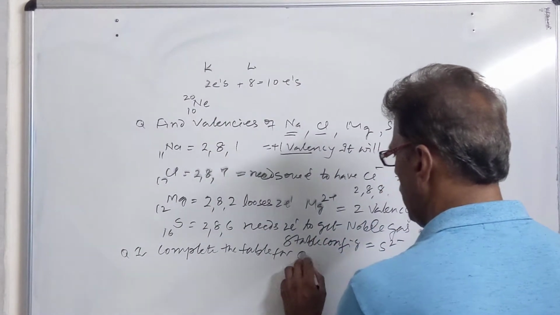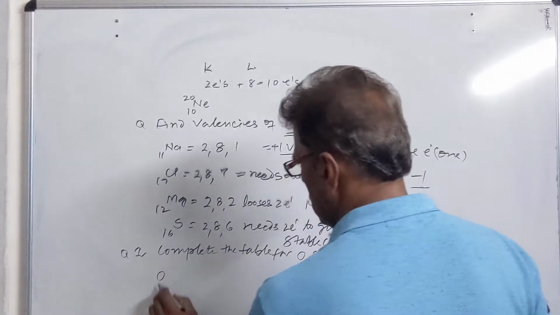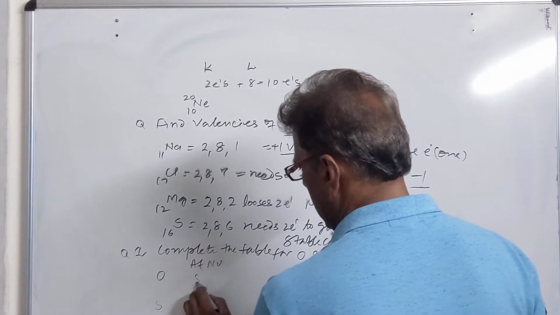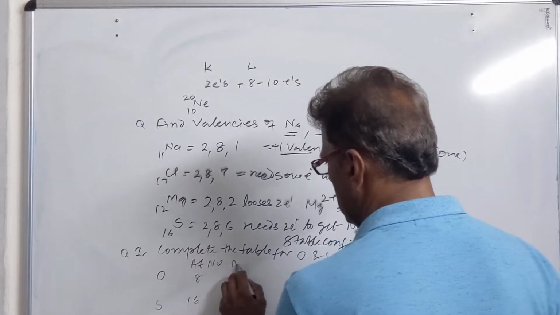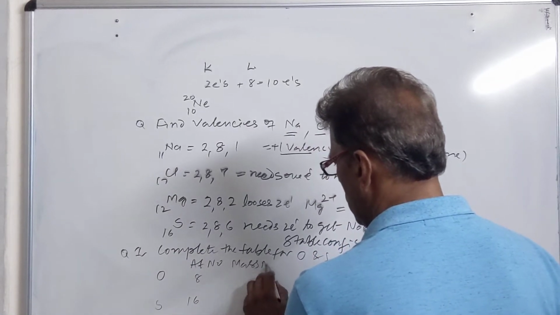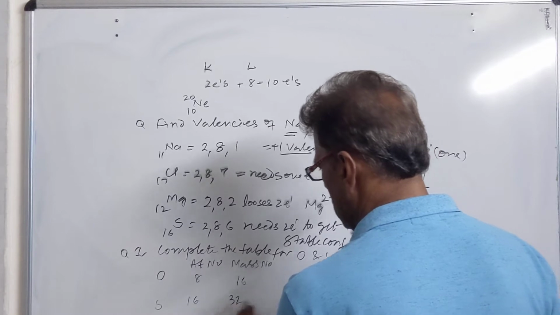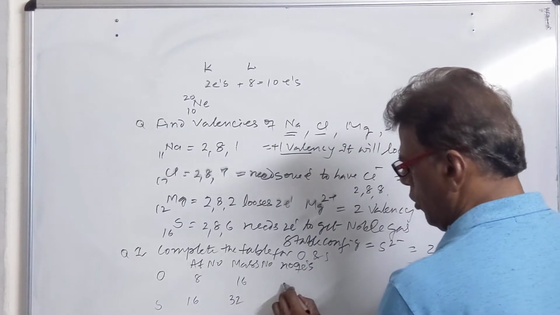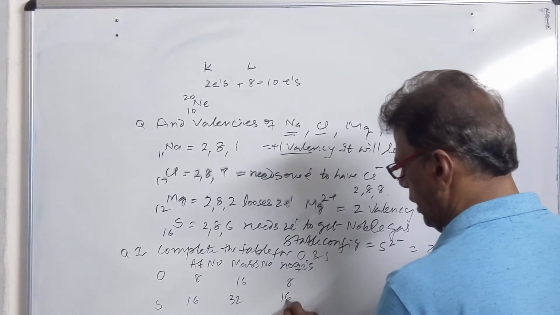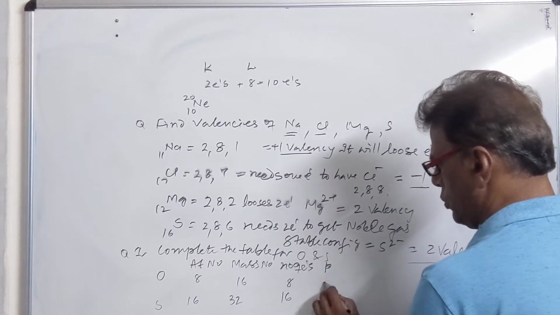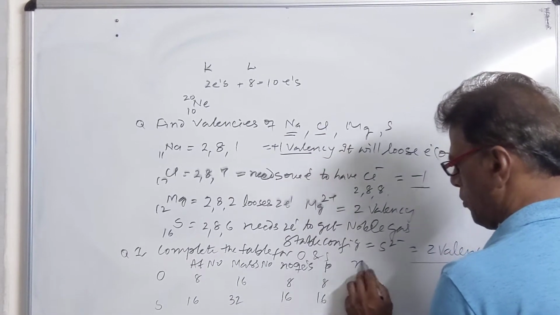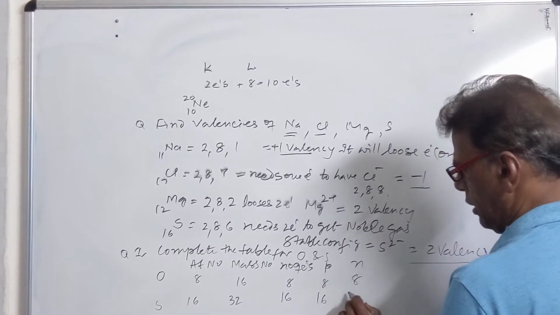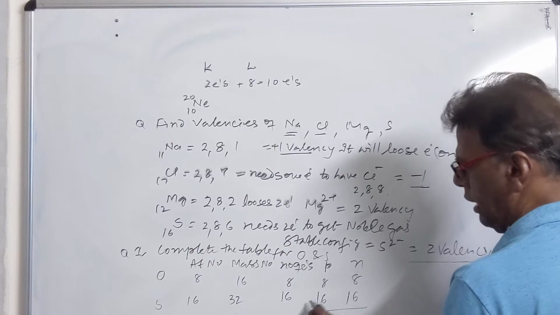For oxygen and sulfur atom, this is oxygen, this is sulfur. Tell the atomic number of these. It is 8, it is 16. Then mass number of both. Mass number of oxygen is 16, it is 32. Number of electrons in both, you will be having 8 here, 16 here. Number of protons, 8, 16 here. Number of neutrons in this case, 16 minus 8, 8, 32 minus 16, 16.